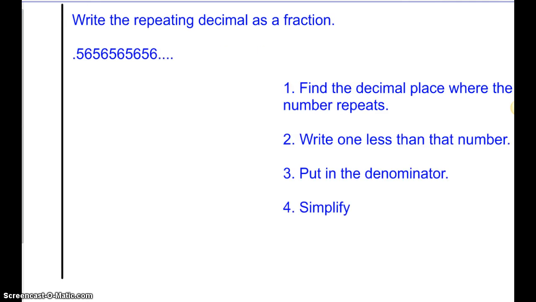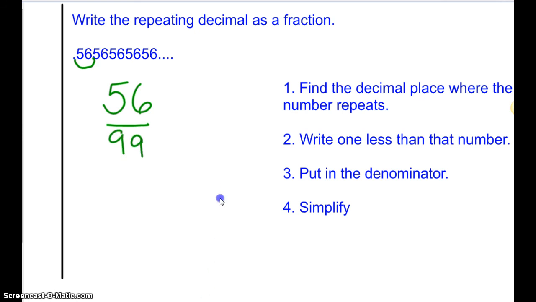But what if it's a repeating decimal? Well, find the decimal place where the number repeats. Right there, 56. So that's the tenths, the hundredths place. Right? So the 56 is going to go on top. And then, since this is the hundredths place, I do 99.